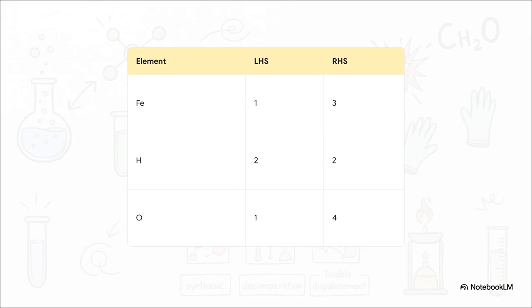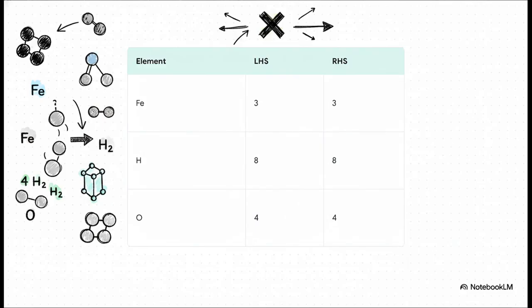We have 1 iron atom on the left, but 3 on the right. 1 oxygen atom on the left, but a whopping 4 on the right. Our scales are completely tipped. In chemistry, we call this a skeletal chemical equation. But watch what happens when we step in and apply our multipliers.